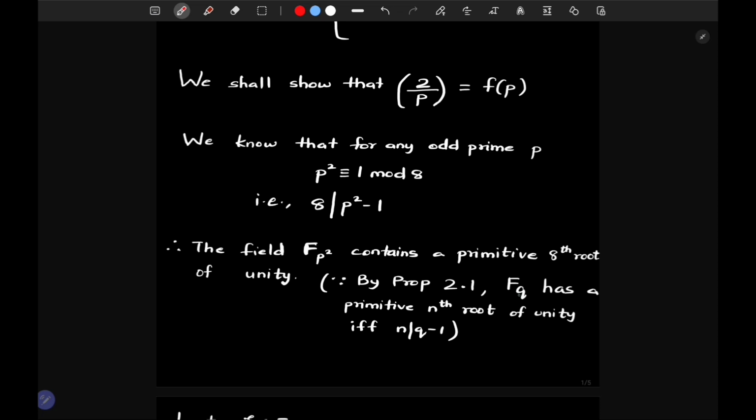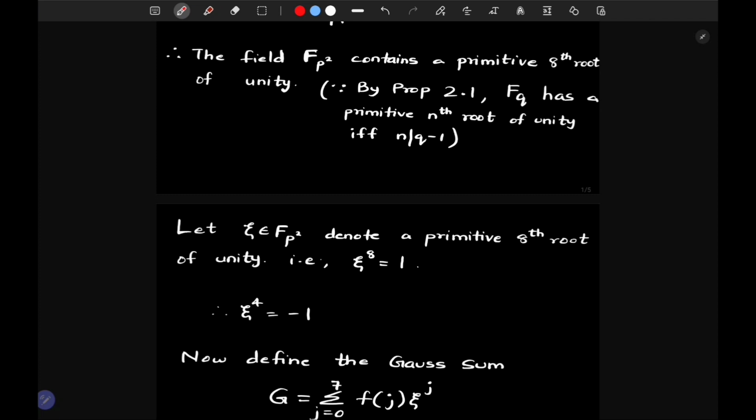In Proposition 2.1, we have learned the field F_q has a primitive nth root of unity if and only if n divides q - 1. Here we have n equals 8 and instead of q we have p². So by this proposition, we can write that the field F_{p²} contains a primitive 8th root of unity. Now, let ξ, an element of F_{p²}, denote a primitive 8th root of unity. Then I can write ξ^8 equals 1 by the definition of nth root of unity.